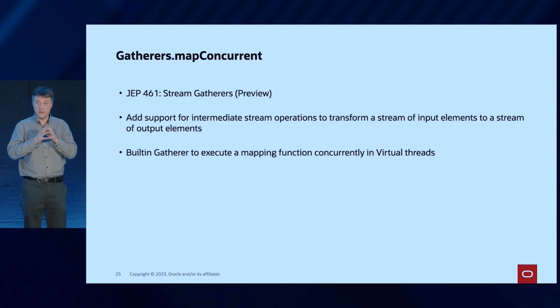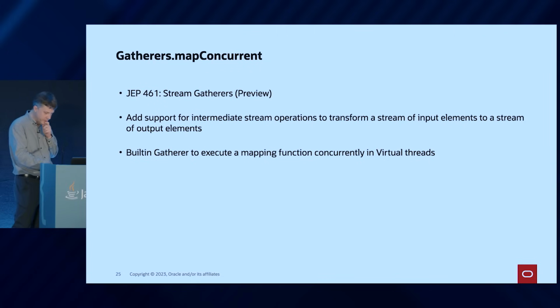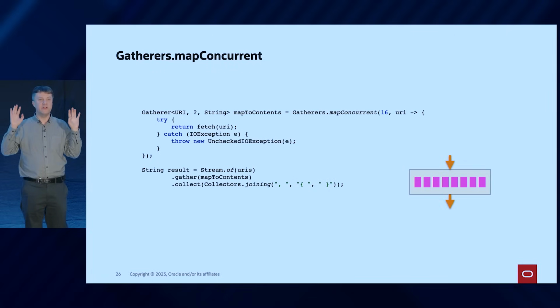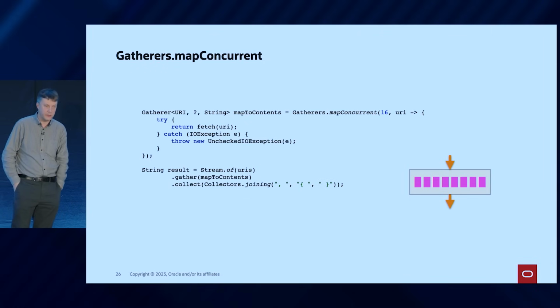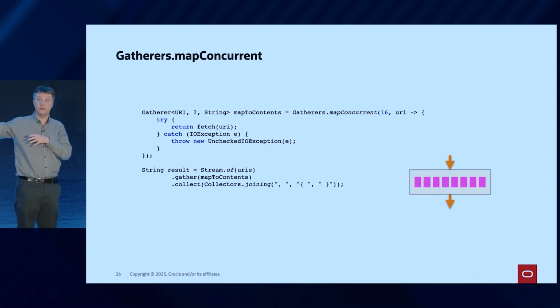There is one that provides a mapping function. It's like the map operation with streams, but it executes each of the mapping functions concurrently in virtual threads. Let's look at what that might look like. Here I've taken a very simple example just to give you an idea of what might happen. With map concurrent, the first value is the maximum concurrency. There was a question in the previous slide about semaphores, which were used to limit concurrency. Think of this as limiting concurrency here. This getter maps an element, which is a URI or URL if you like, to the contents of that resource.